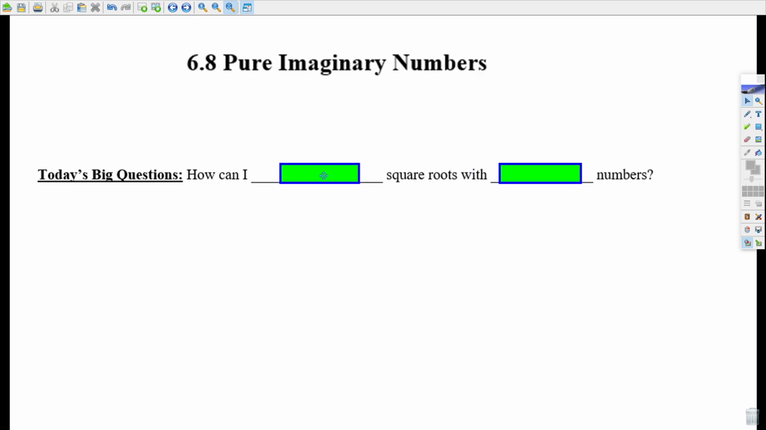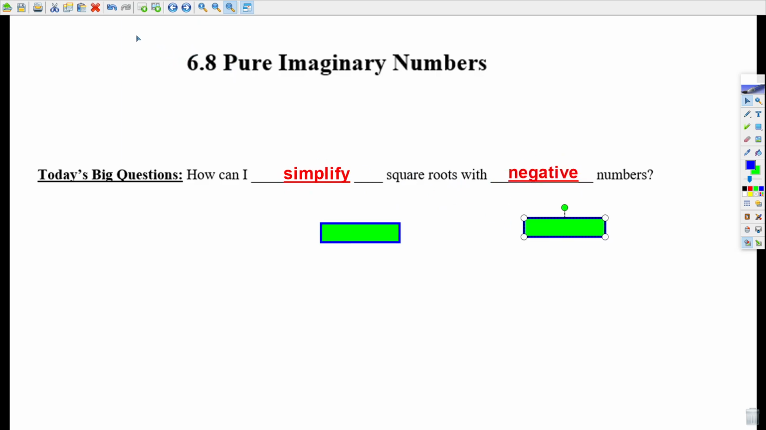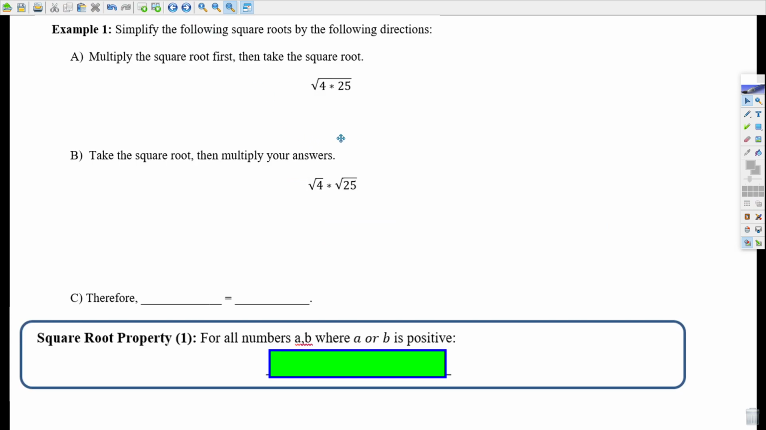So for this particular lesson, we're going to look at simplifying square roots whenever we have negative numbers. But first, we're going to talk about a specific property that will allow us to then go into the square roots of the negative numbers. So as an example, we'll kind of see how this property gets put together. For example 1, simplify the following square roots by following the directions below here.